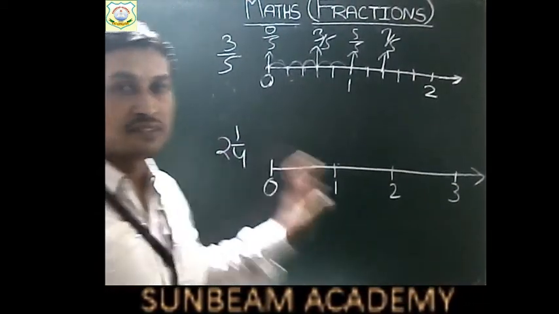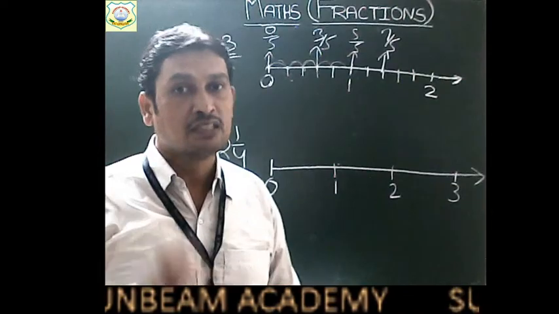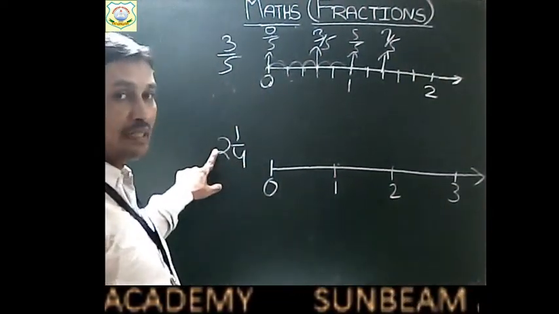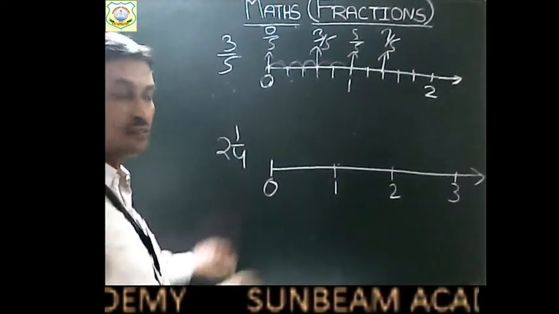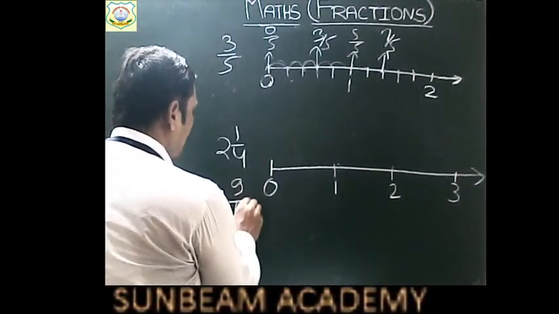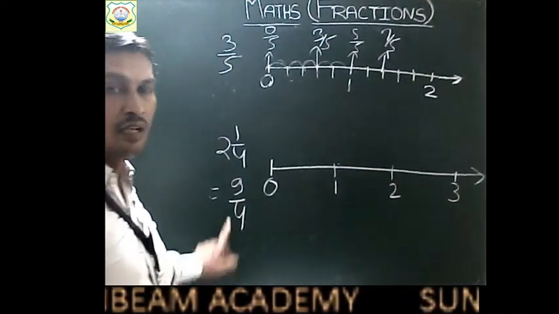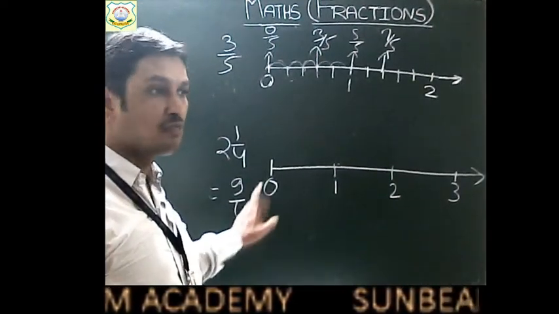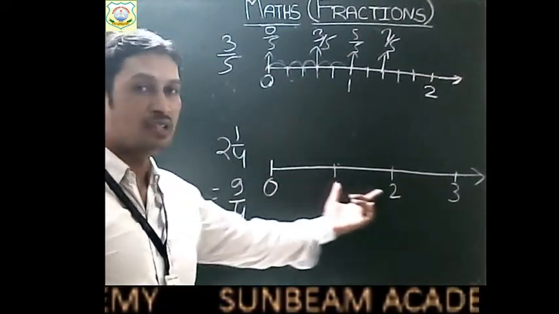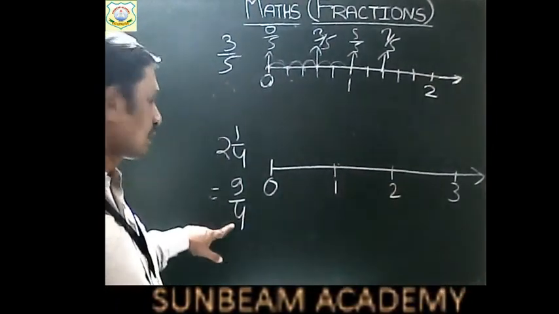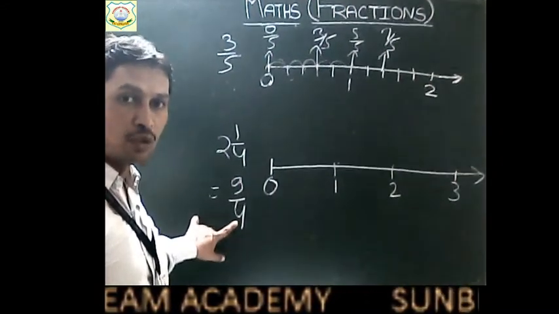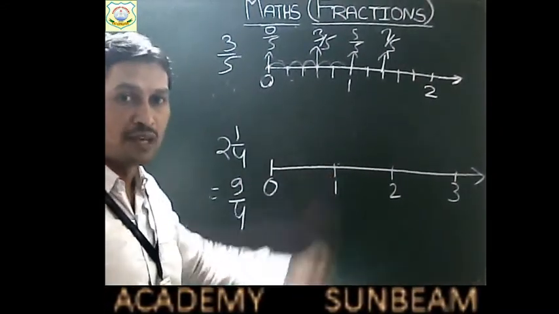If we have to represent a mixed fraction on the number line, we will convert it into an improper fraction. So 4 times 2 is 8, 8 plus 1, 9. So this will become equal to 9 by 4, right? And to represent 9 by 4, children, we will have to make how many partitions? For each two successive numbers, we will make the number of partitions equal to the denominator. Here the denominator is 4. So we will make 4 partitions.